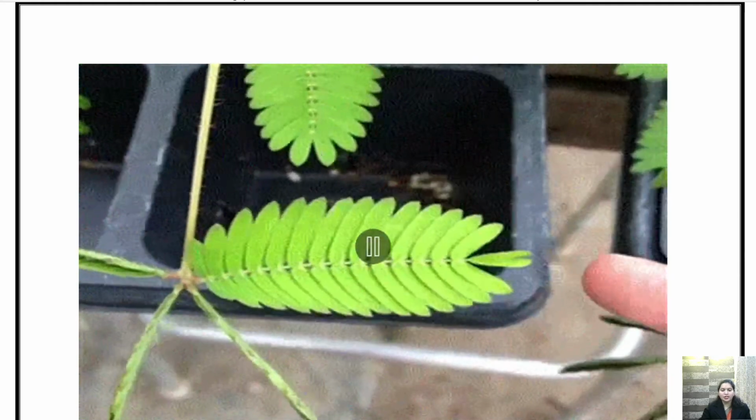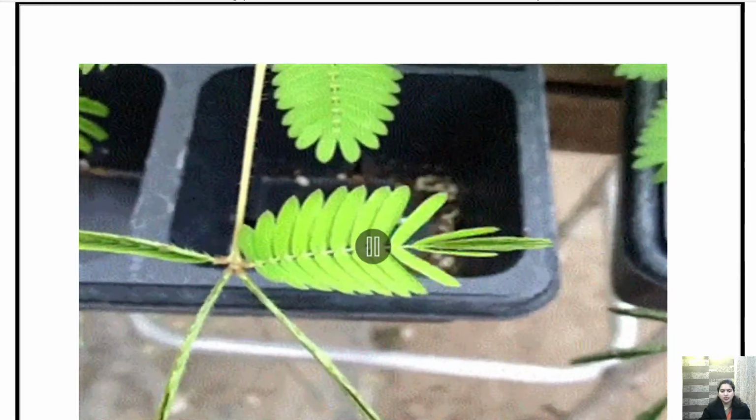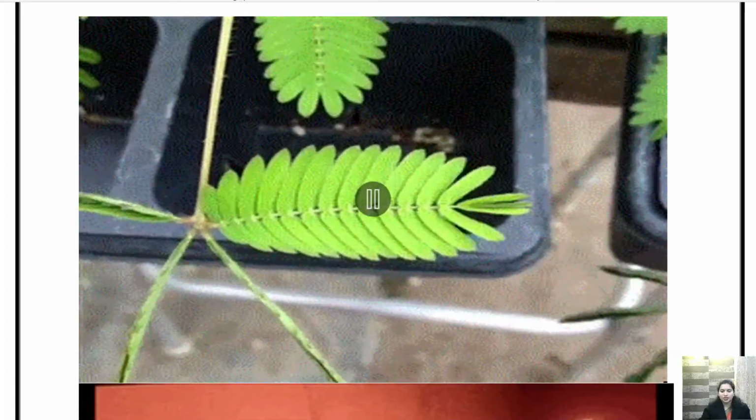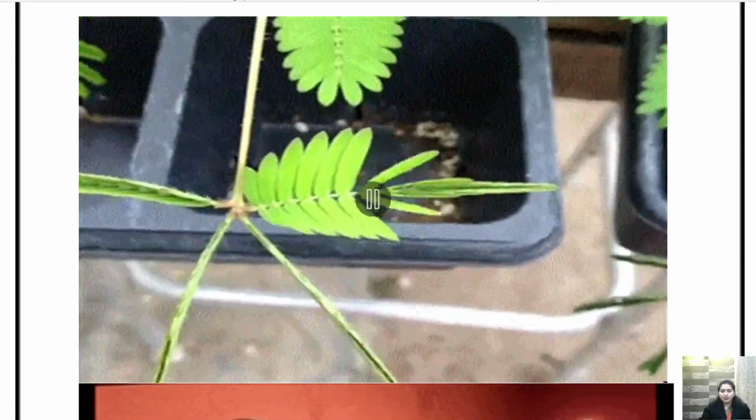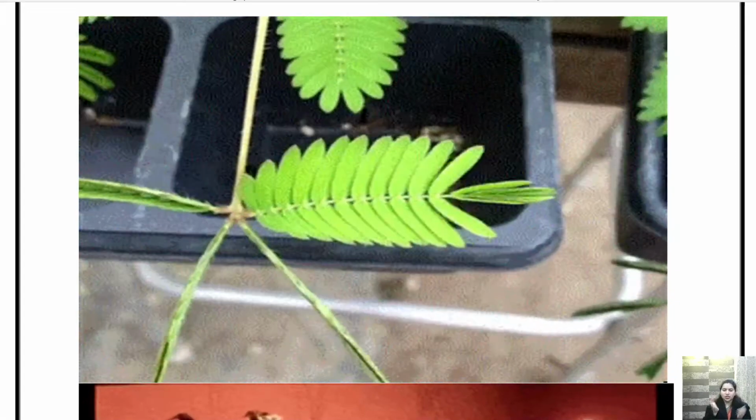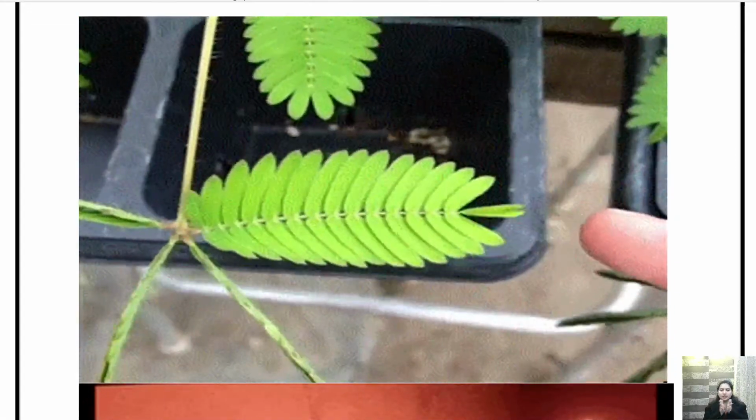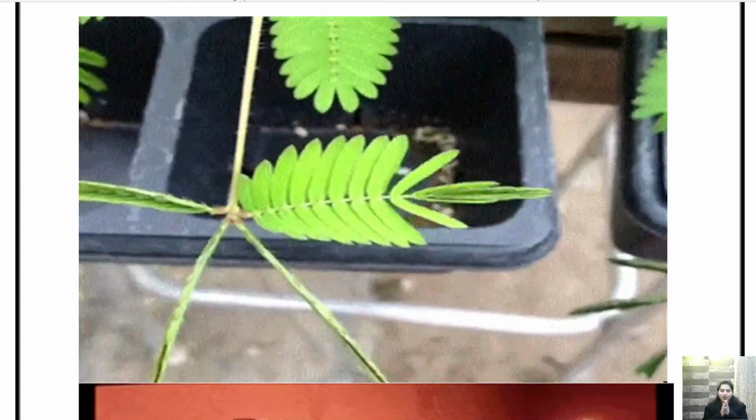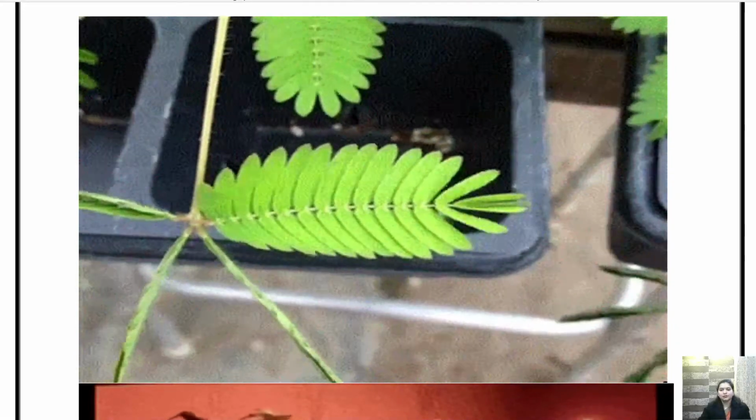So children, you can see here, this is a mimosa plant, which is a touch-me-not plant. The moment it is touched, it folds. The leaf starts to fold. This is a type of movement in plants. Now let me explain unicellular and multicellular organisms.